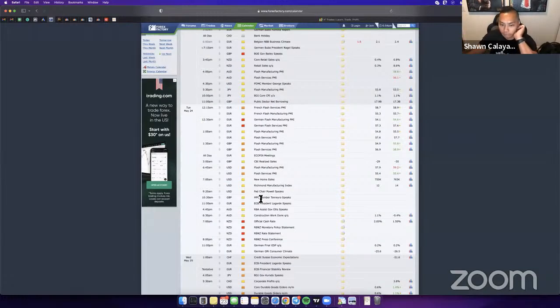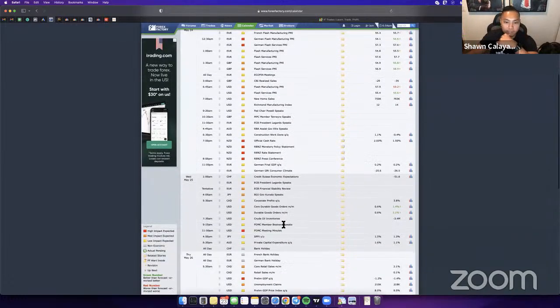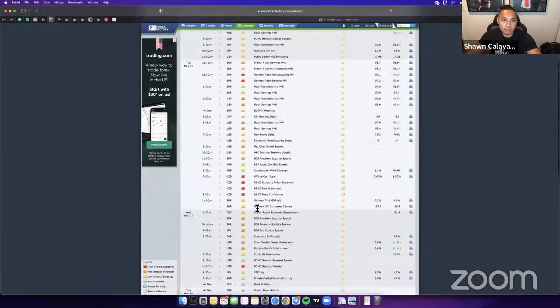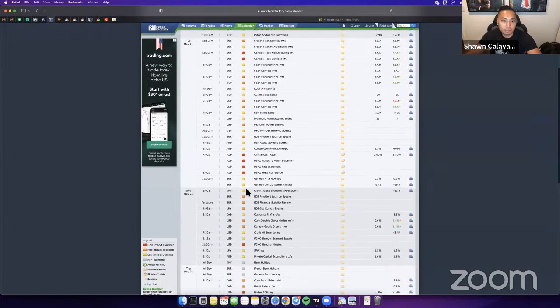So tomorrow we have Powell speaking. On Wednesday, it looks like it's Fed week this week, actually, guys. So it is Fed week. On Wednesday, we have FOMC meeting minutes, core durable goods, crude oil inventories, and FOMC member Brainard is going to speak. Then on Thursday, we have unemployment claims and prelim GDP. And on Friday, we have core PCE price index, personal income, etc. So there's a lot of news coming up. There's no news today, but volatility might pick up on Tuesday, Wednesday, Thursday, and Friday.